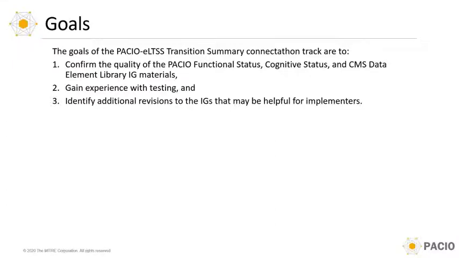So what we're really trying to do is we've created a number of implementation guides, one around functional status and another around cognitive status. And as I mentioned, we've also done a FHIR API for the data element library, which we call the pseudo-DEL. And so what we're trying to really get out of this Connectathon is to make sure that the quality of those implementation guides is to the level where we can really exchange the data reliably and have that be working potentially in a more production level environment.